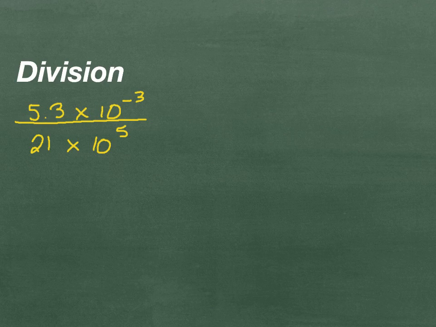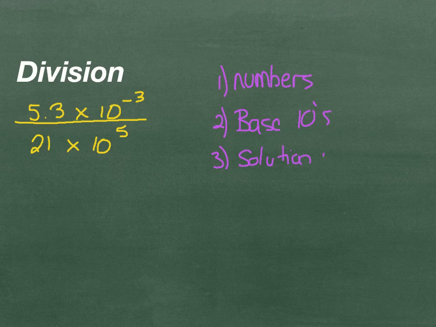Division is pretty much the same thing as multiplication. We start first with our numbers. So like 1, numbers, 2, base 10s, 3, solution in scientific notation. So let's try this. Let's look at our numbers. I have 5.3 and I have 21. So 5.3 divided by 21, in yellow here, gives me 0.252. So our numbers are done.